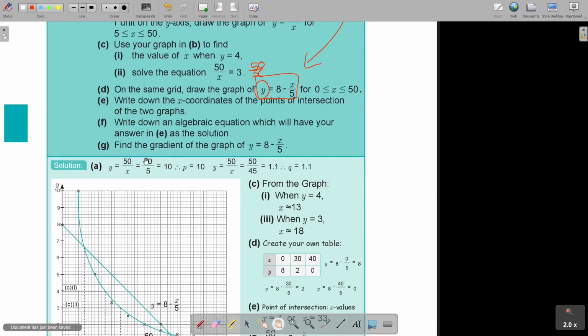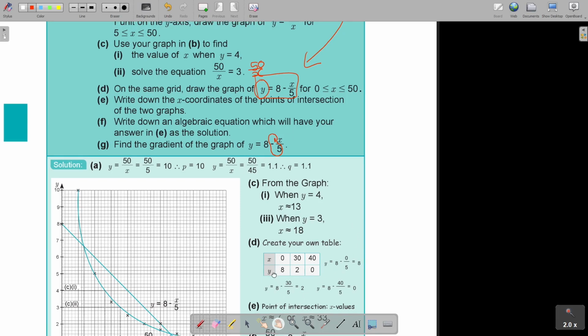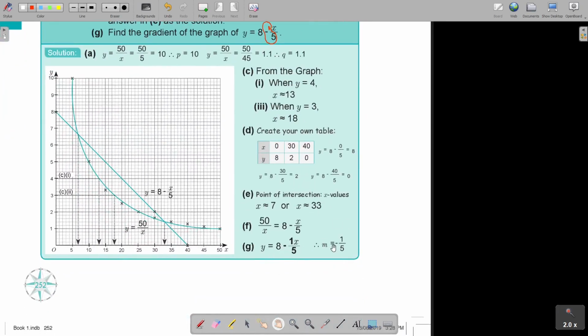And then they ask you, find the gradient of the graph. Just be careful. It's always the value in front of x. You can read it down. There is the value. It can be in front or at the back. You focus on the value in front of x and grab that sign. That is going to be negative 1 over 5. So with that in mind, we are going to tackle that question.